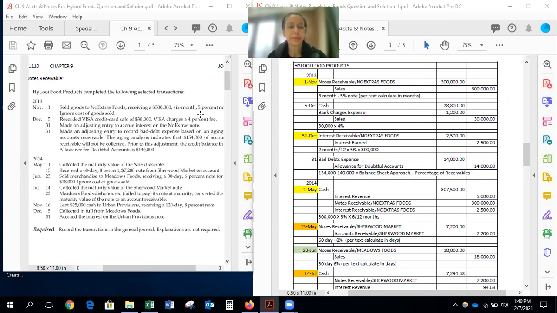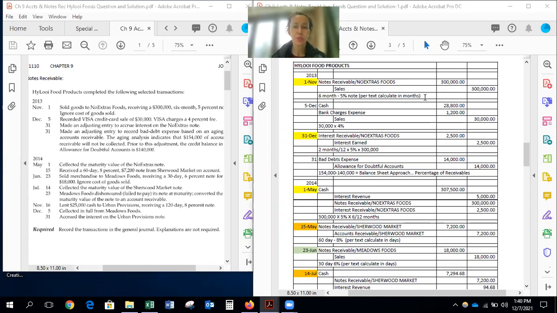And that means all of our calculations would be in months. If they express it in days, then our calculation is in days. Okay. So it's a 6-month note. So on November the 1st, we're going to record the note, debit notes receivable, credit sales, $300,000.